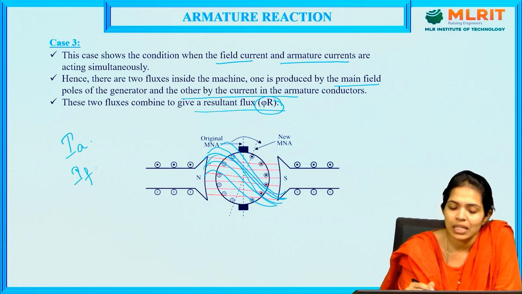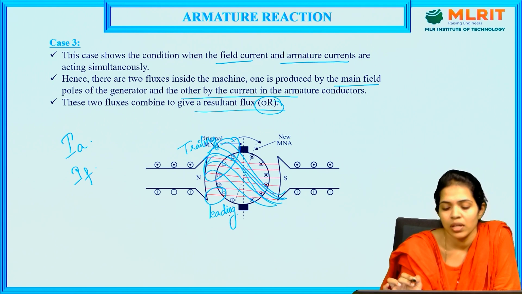We can see that for this north pole, this is the trailing tip and this is the leading tip. The flux here is high, and we can see a smaller amount of flux here near the leading tip.